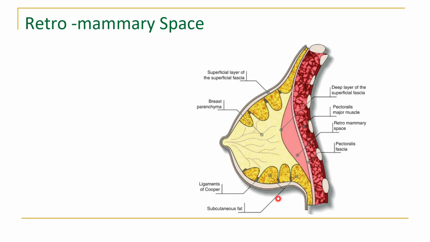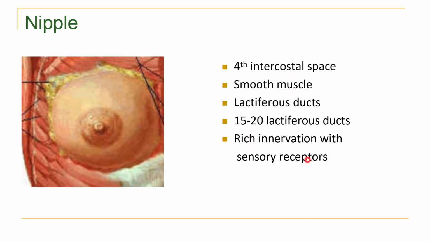But in case of cancer, when there is infiltration to this fascia, the mammary gland becomes fixed, and you will see that the tumor doesn't move up and down because it is fixed to this retromammary space, and it penetrates into the pectoralis fascia and even into the pectoralis major muscle.